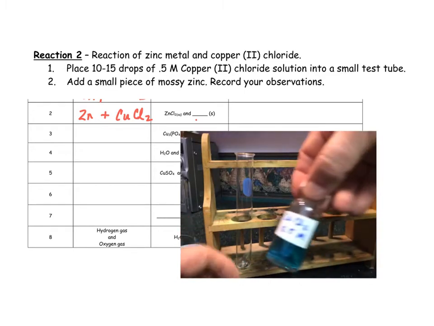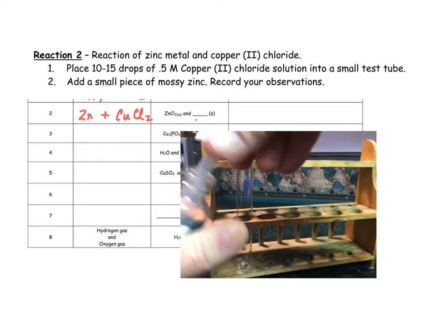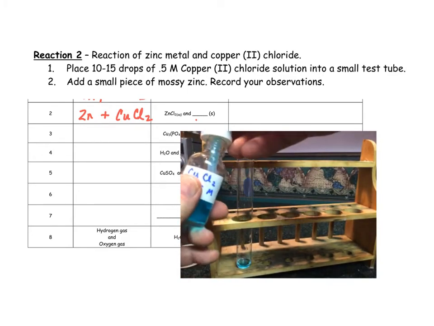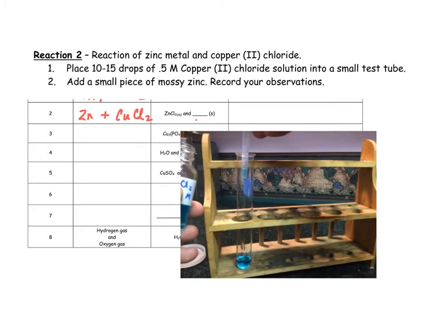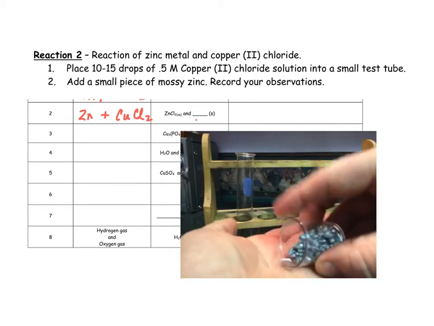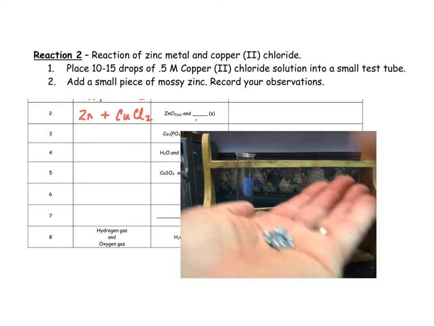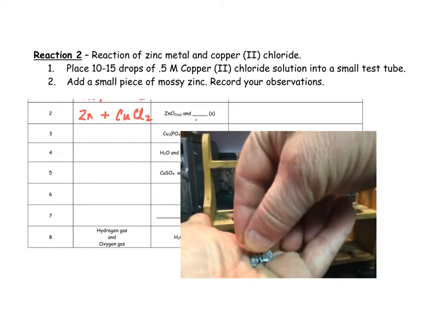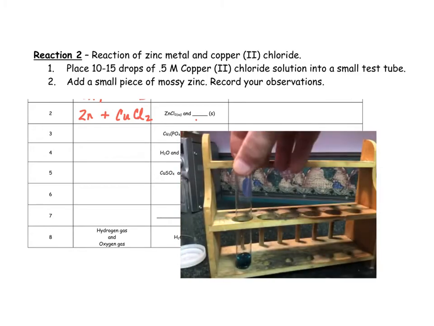First we'll put some of the copper chloride solution into the test tube. And then we're going to add a little bit of the zinc. Zinc looks like this, so we're just going to take a few chunks of our mossy zinc and see what it looks like. They're kind of shiny, a shiny metal, and we'll put a little bit of that into our test tube and then observe what happens.